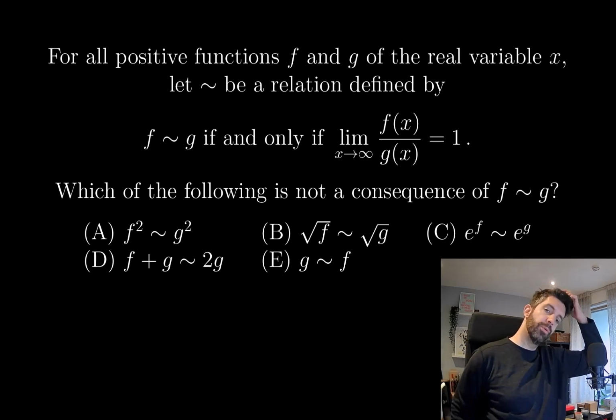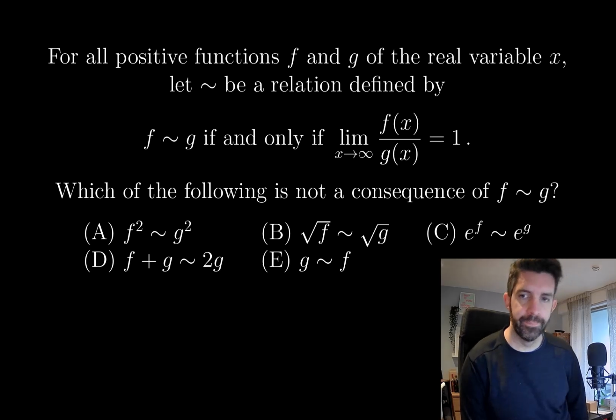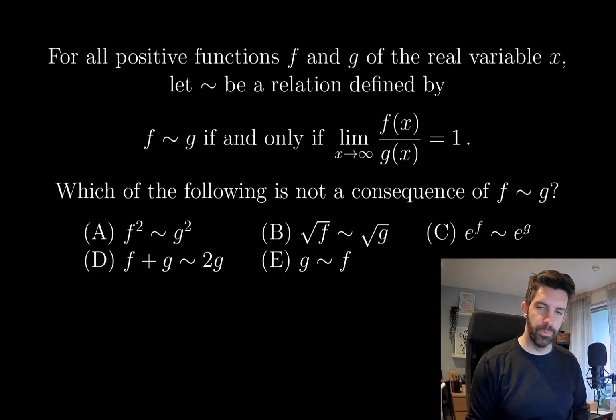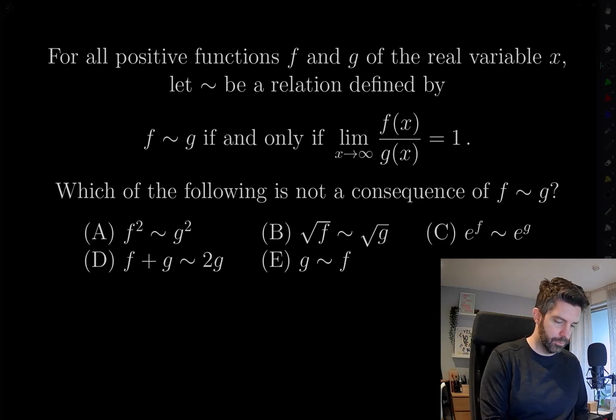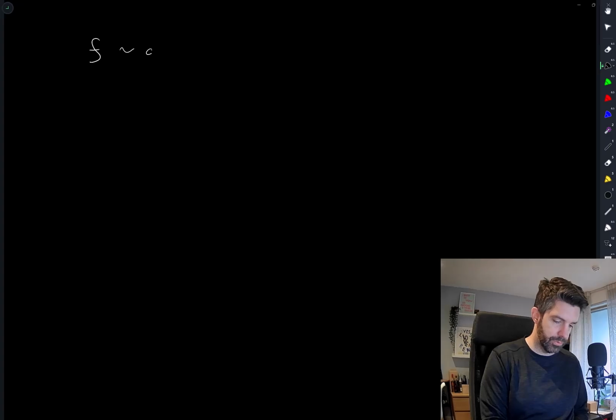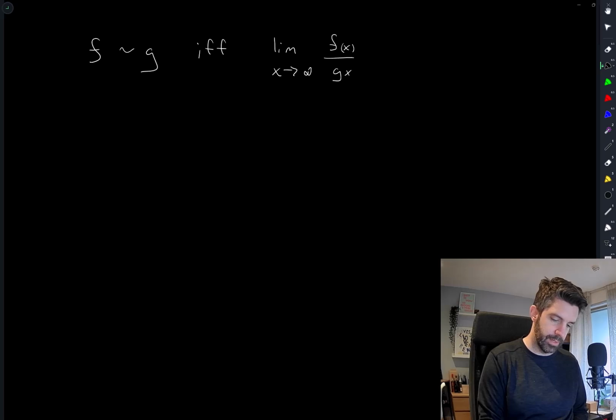Okay, so I'll go through these one by one and try to eliminate the ones that are correct versus incorrect. So let's first write out the definition of this relation. F equivalent to g if and only if the limit as x approaches infinity of f of x divided by g of x is equal to 1.